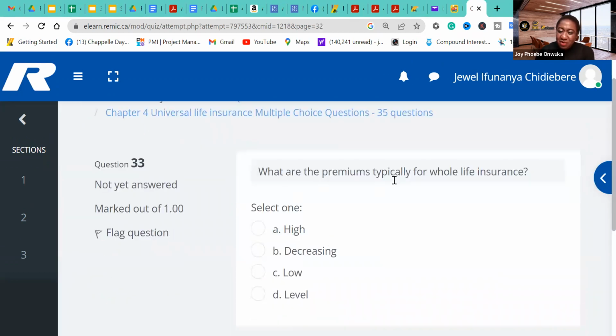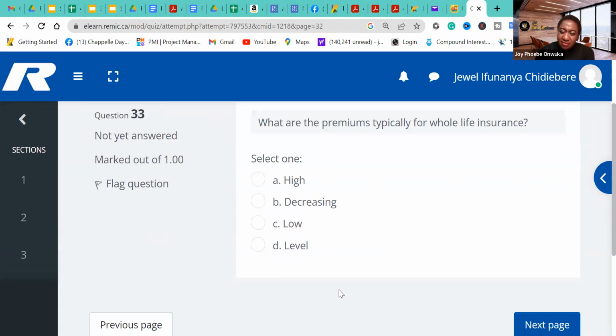Okay. What are the premiums typically for whole life insurance? High, decreasing, low, level. They are level, right?